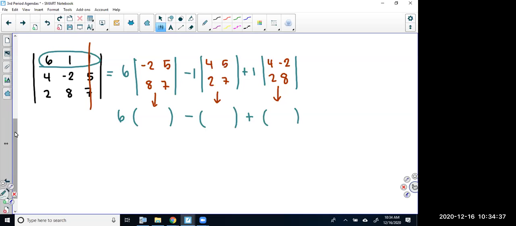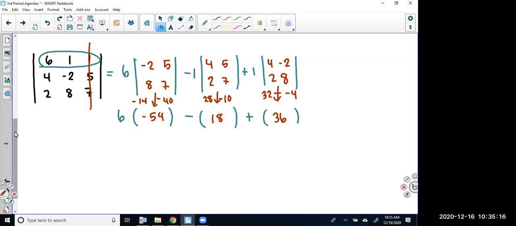So I have minus 1 plus 1. This is negative 2 times 7, that's negative 14, minus 5 times 8, which is 40. So that's negative 54 for that 2 by 2. Next, 4 times 7 is 28, minus 5 times 2, 10, so that's 18. Then 4 times 8 is 32, minus negative 2 times 2, negative 4. So 32 minus negative 4 is 36.